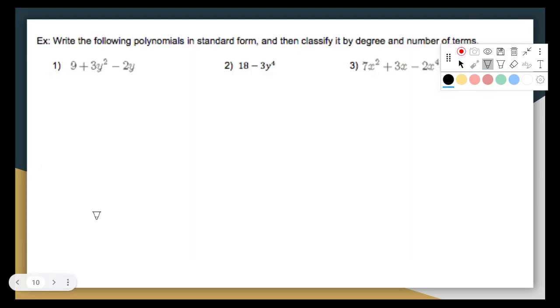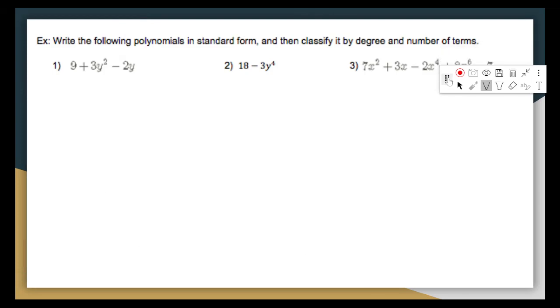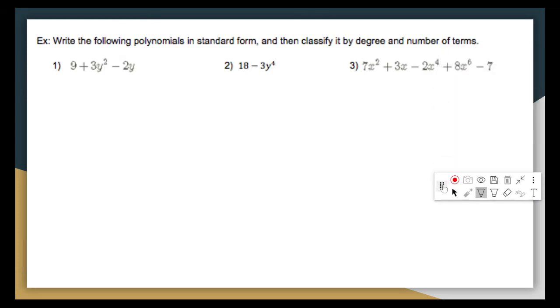All right, one more set. Let's try to put it all together, put it in standard form, and classify it by degree and number of terms. You folks should try. Make sure that you can do it, and then you can check your answers with what I have here. That way you make sure you're getting it right, and if you're not, you can see how it's done. So we have 9 plus 3y squared minus 2y. Let's put them in order. 3y squared comes first. Remember, looking for the biggest variable exponent to the smallest. Negative 2y comes next, and then the plus 9 comes last.